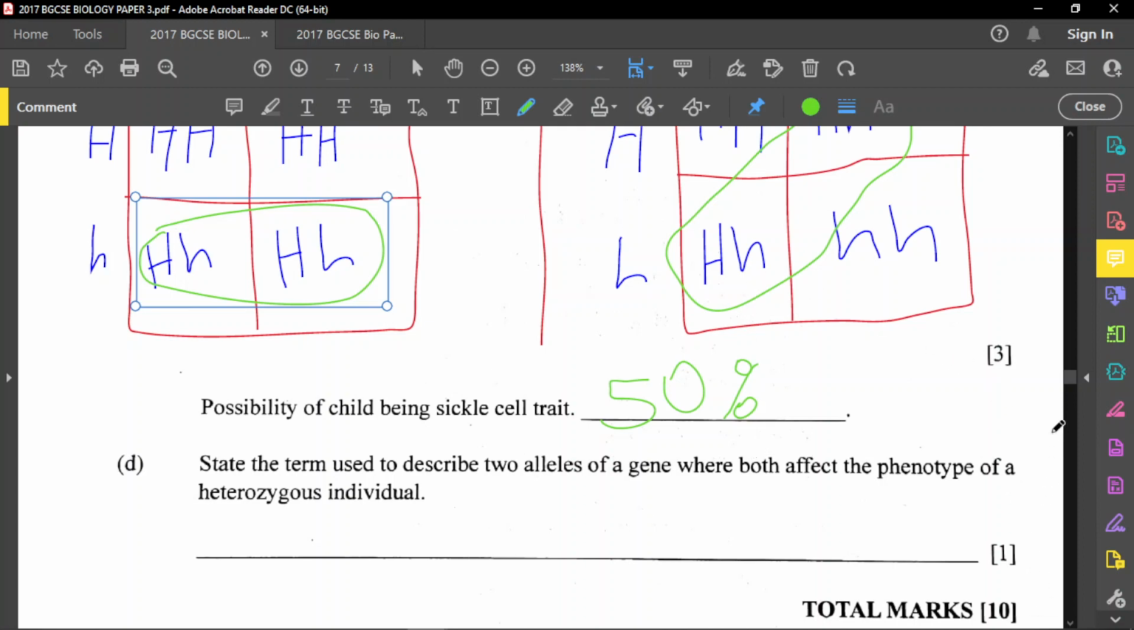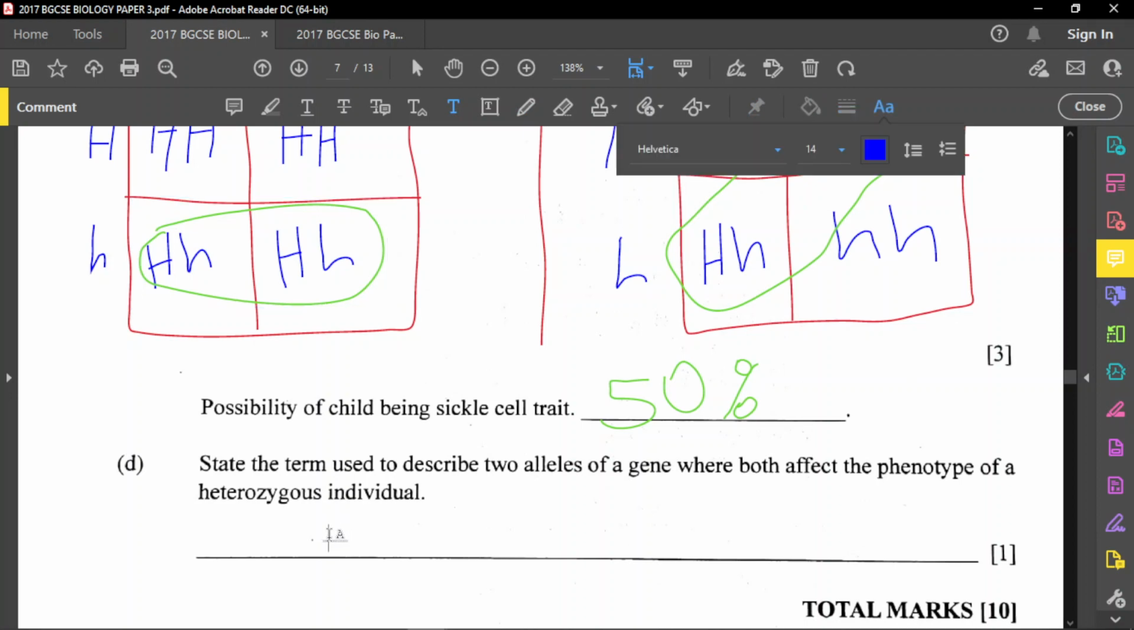All right, so let's get into the next part of the question now. It's the last part of this question. State the term used to describe two alleles of a gene where both affect the phenotype of a heterozygous individual. So if both alleles affect the person in a heterozygous situation, we call this codominant. Okay, so this is called a codominant type of thing. All right, codominant, that's the term used to describe if both alleles that are different affect the phenotype.